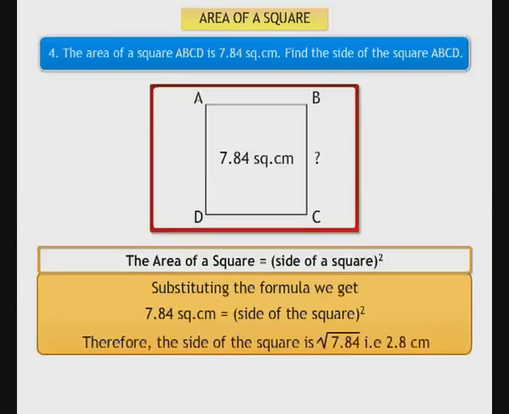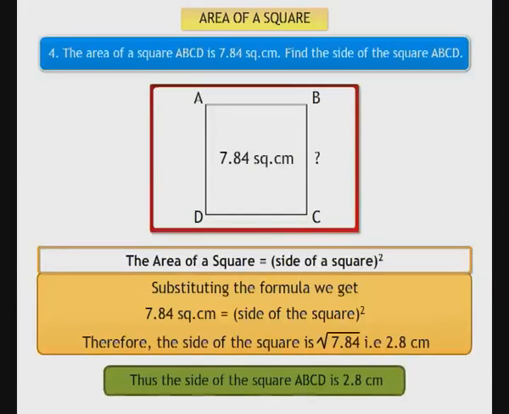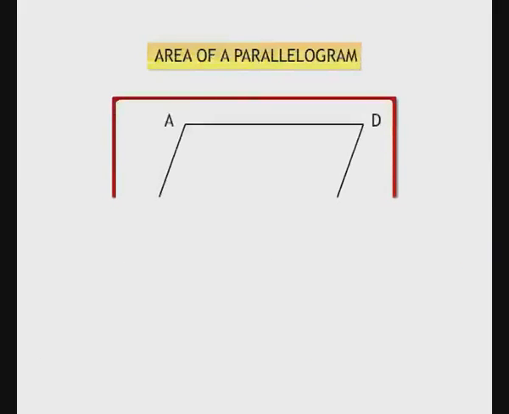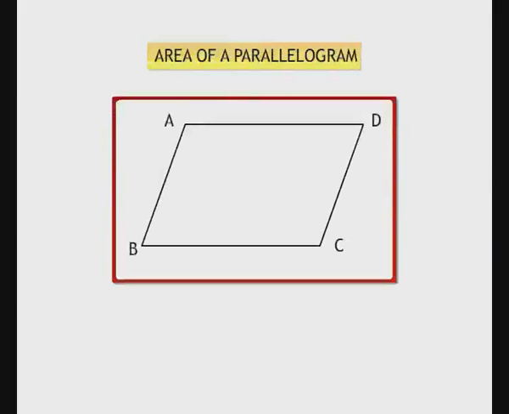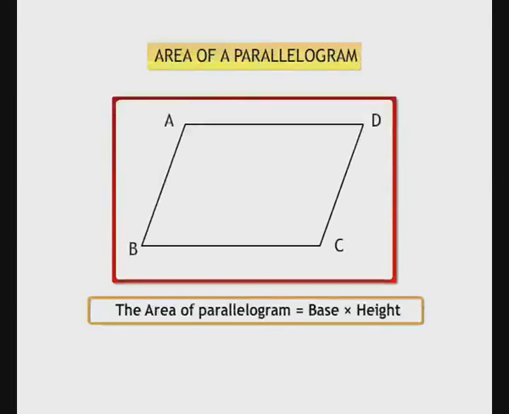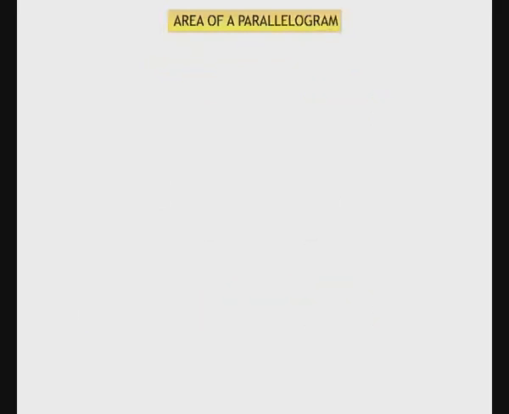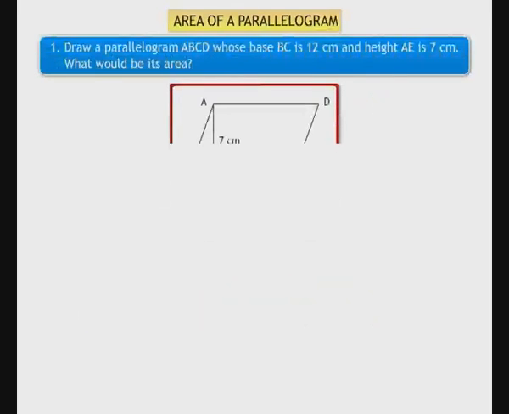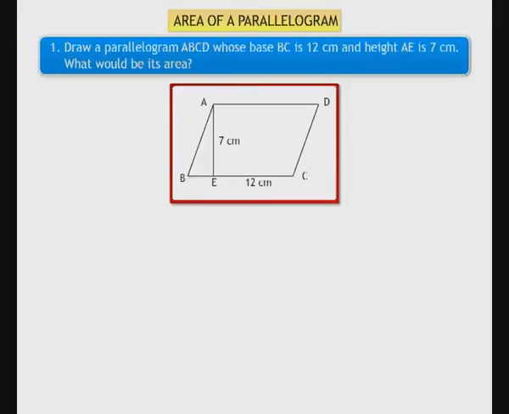Given. Base is equal to 12 cm. Height is equal to 7 cm. Find area. As per the formula, area of a parallelogram is base into height. Therefore, substituting we get area of a parallelogram ABCD is equal to length BC into length AE, which is equal to 12 cm into 7 cm, which is equal to 84 square centimeter. Hence, the area of a parallelogram ABCD is 84 square centimeter.